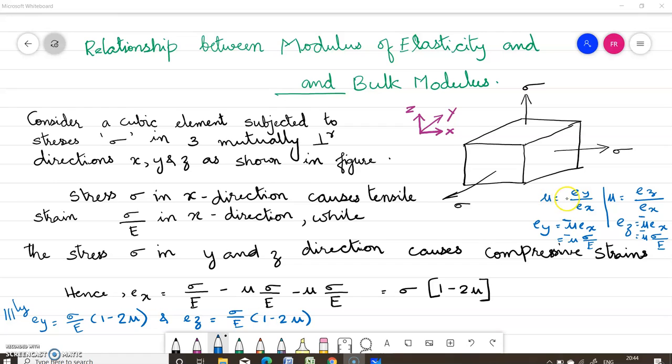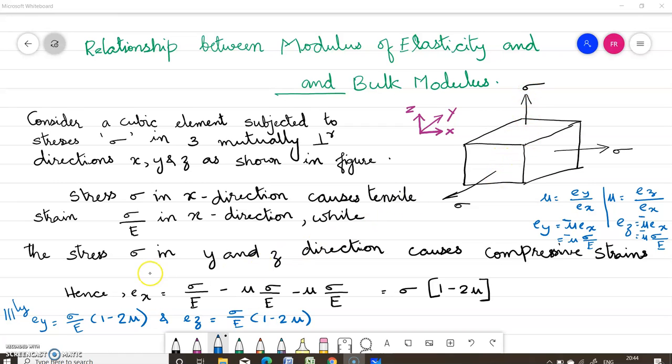Now mu is equal to Ey by Ex. So what is Ey? Minus mu into Ex, because the stress in the x direction causes negative strain in the y direction, and that is compressive strain, and also causes compressive strain in the z direction. So when we are applying sigma in the x direction, there will be elongation in the x direction and compressive strain or decrease in length along the y direction and the z direction.